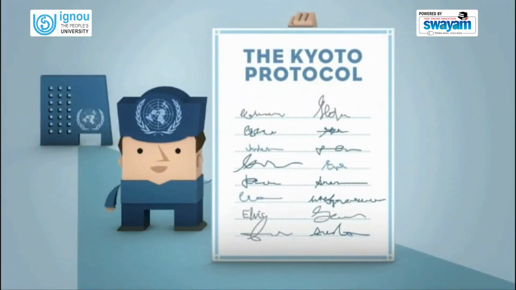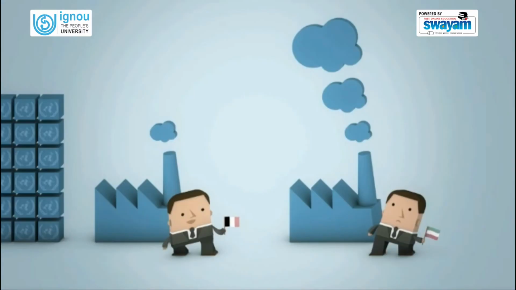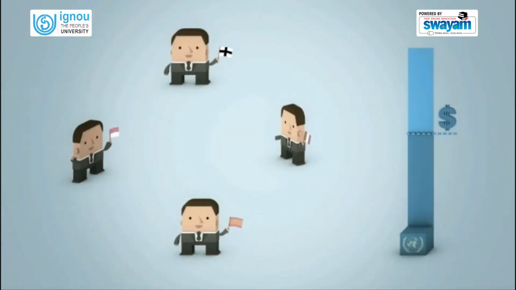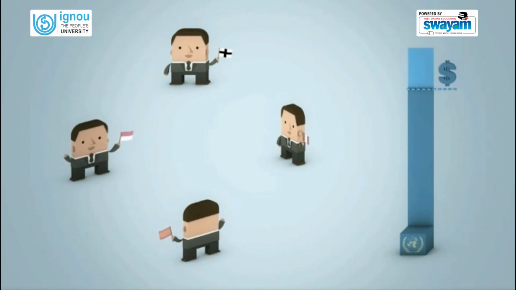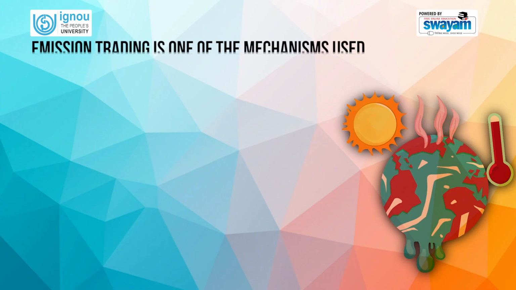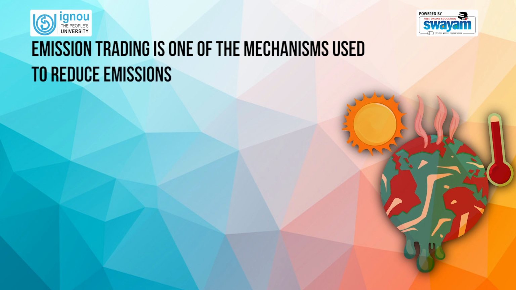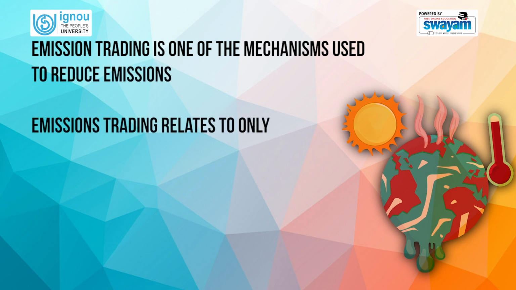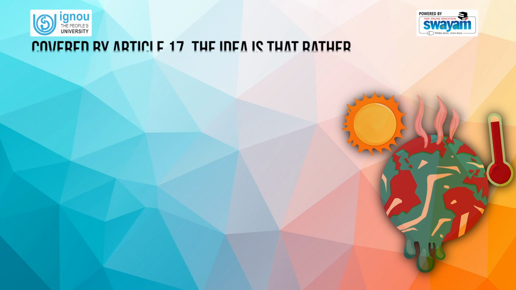Article 17 of the protocol states that industrialized country parties listed in Annexure B may achieve their commitments using emission trading. Now, that's important for countries that are developing or underdeveloped. So, emission trading is one of the mechanisms that is used to reduce emissions. Emission trading relates to only the Annexure B parties. This is covered by Article 17.